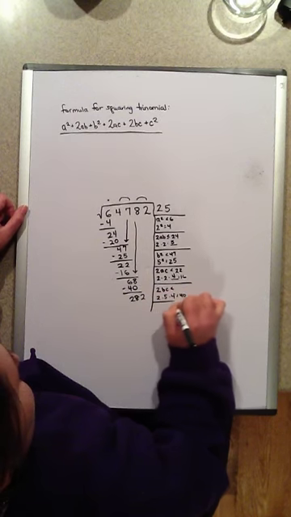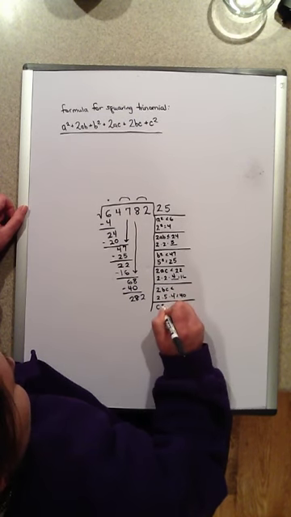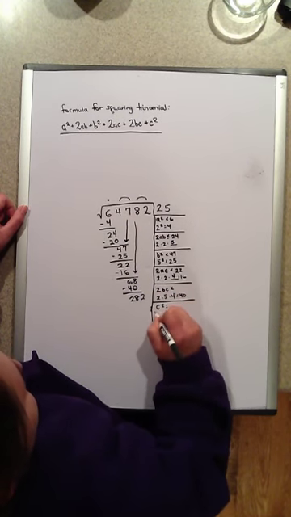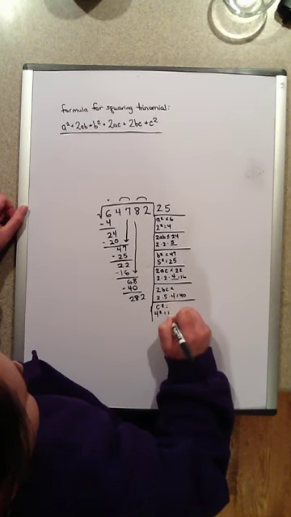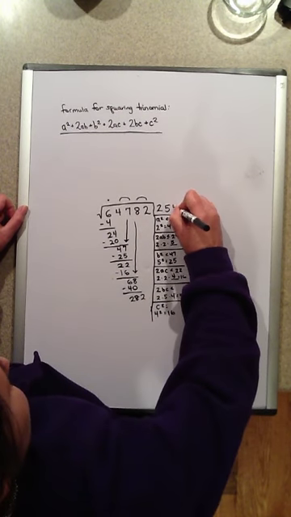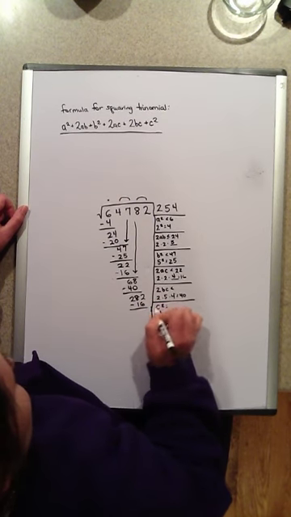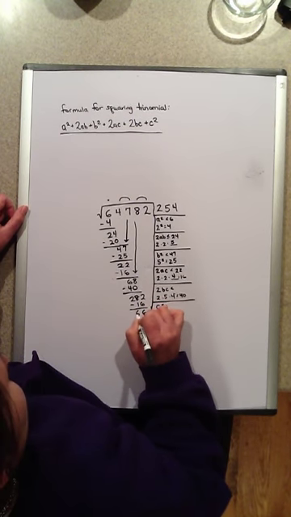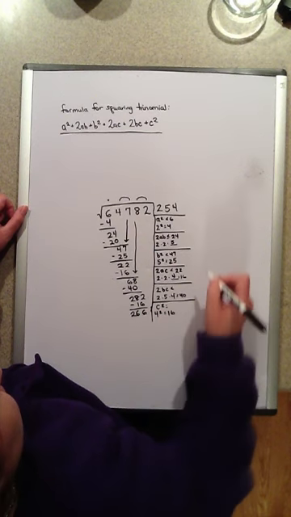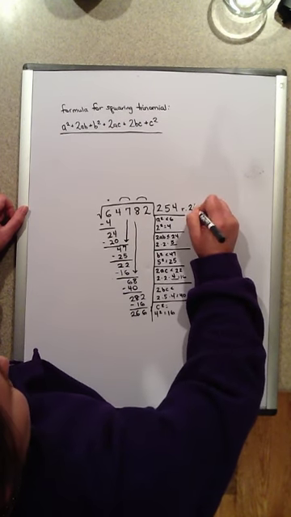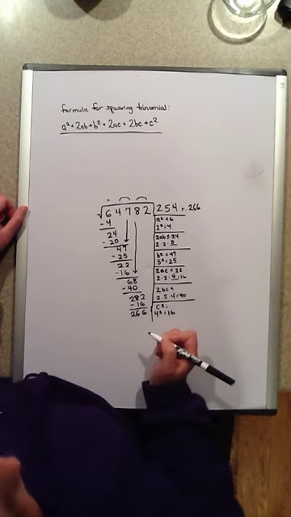Our last check for C is our C squared, which is 4 squared, 16. So 4 can definitely be the value for C. Subtract 16. And we have our remainder of 266.